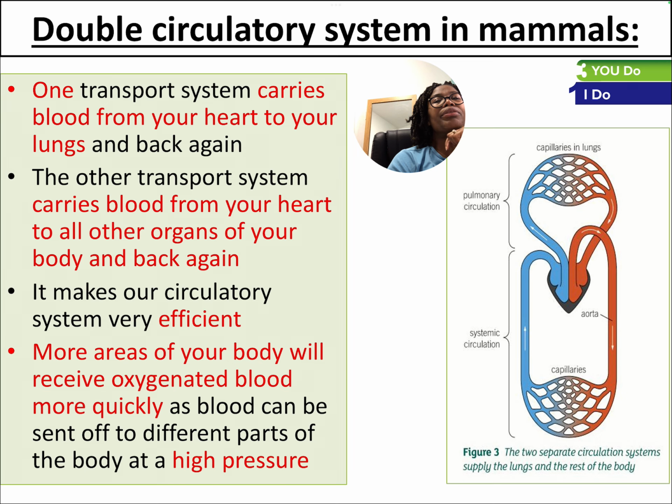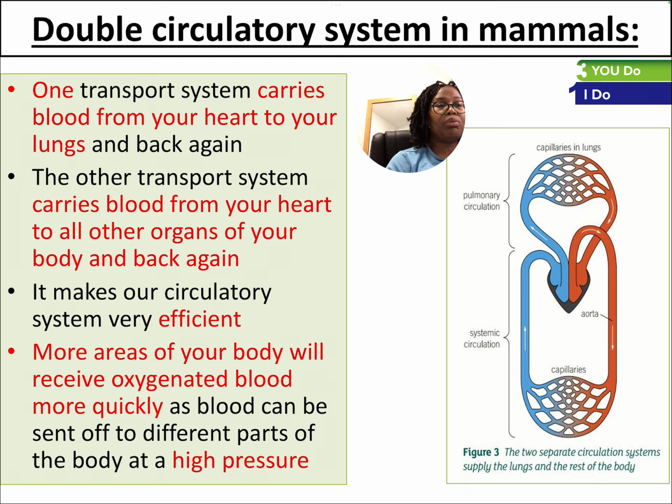So, double circulatory system. This is a question that is often asked on GCSE papers. They ask you to describe what a double circulatory system is. One transport system carries blood from your heart to your lungs and back again. The other transport system carries blood from your heart to all other organs of your body and back again. It makes our circulatory system very efficient.